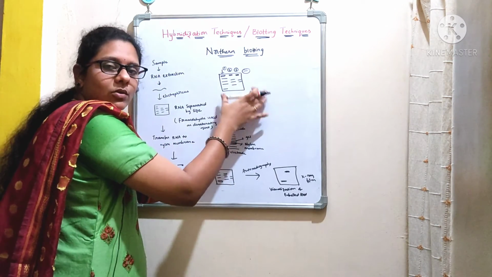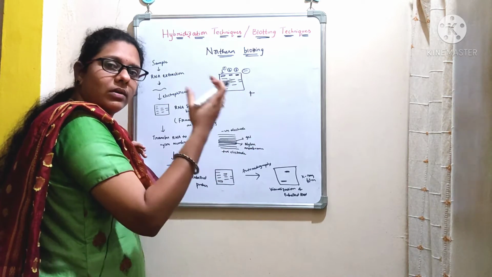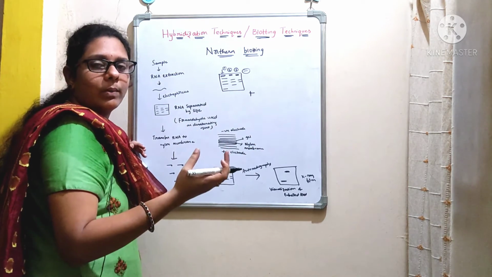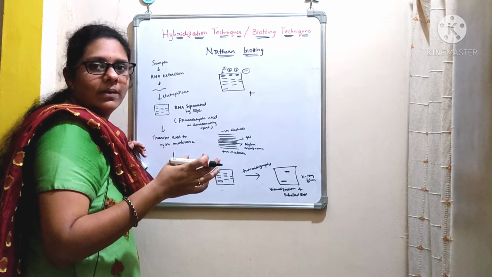For visualization of DNA or RNA bands, you can use ethidium bromide, which is an intercalating agent.